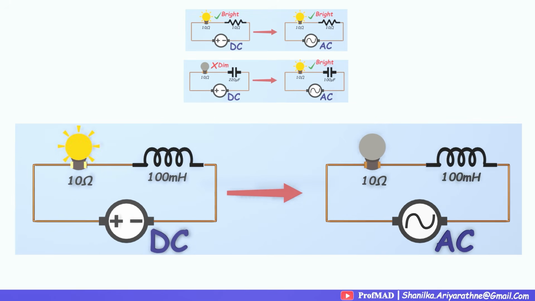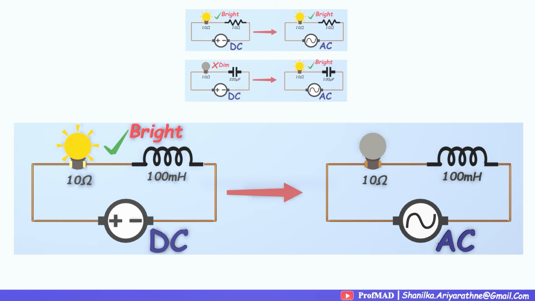The inductor does almost the exact opposite. With DC, the bulb works just fine. But with AC, the current decreases and the bulb becomes dim.